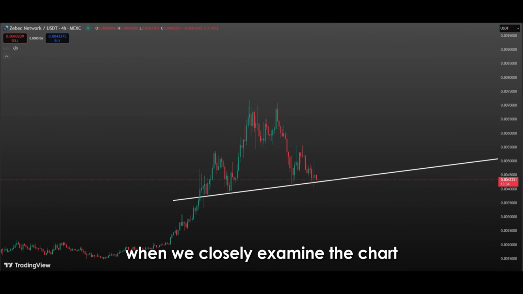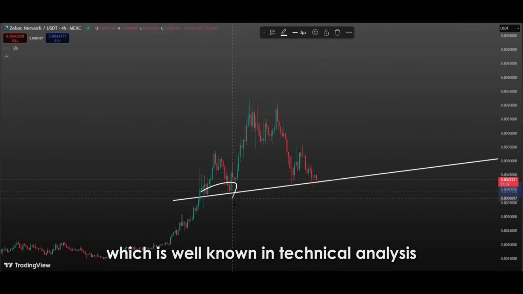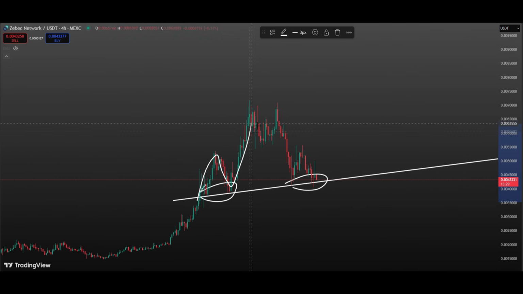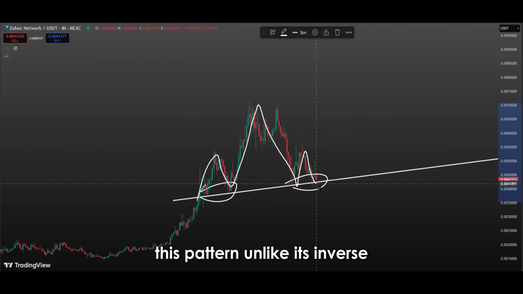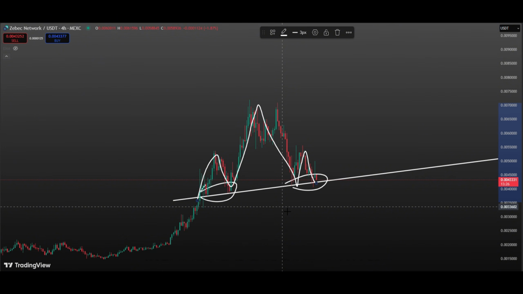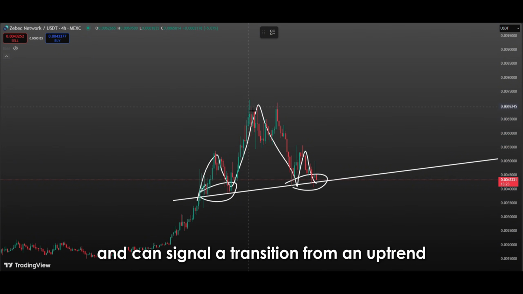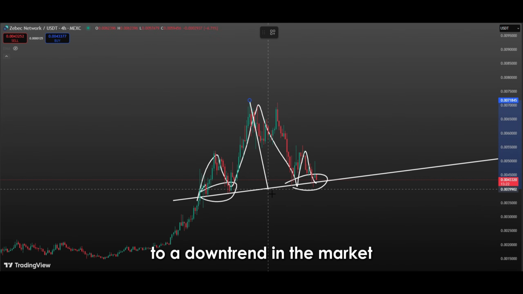When we closely examine the chart, we can see the formation of a classic head and shoulders pattern, which is well known in technical analysis and closely monitored by investors. This pattern, unlike its inverse which signals a bullish scenario, typically indicates a bearish reversal and can signal a transition from an uptrend to a downtrend in the market.